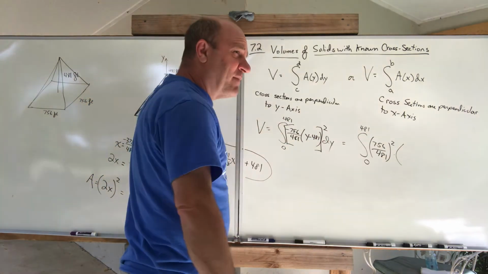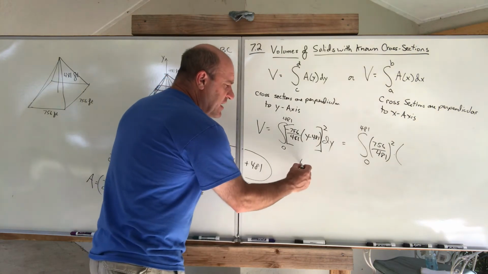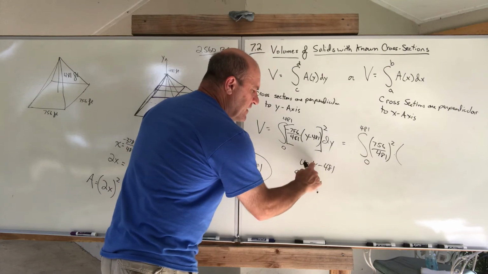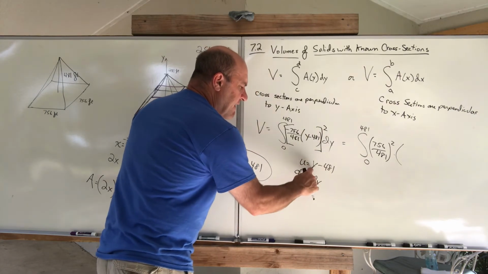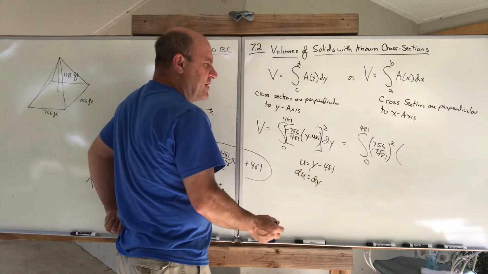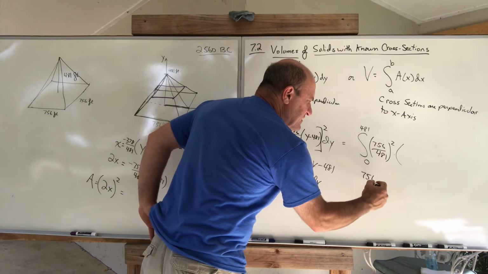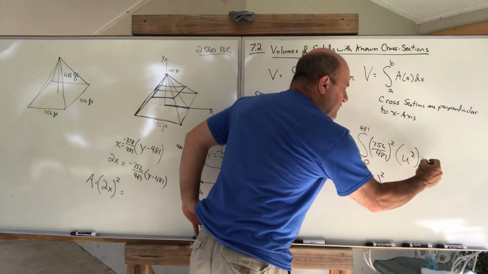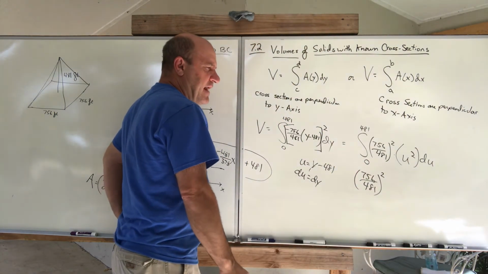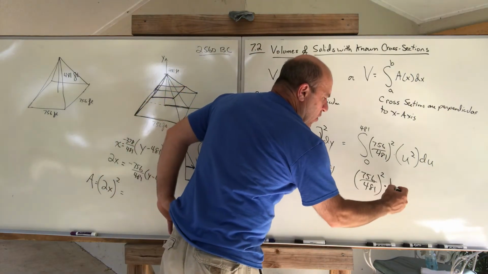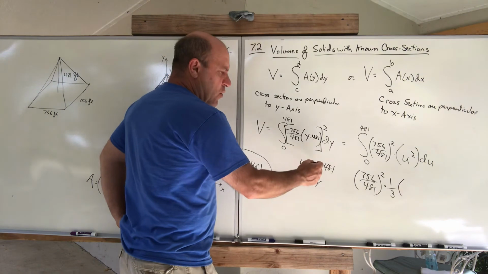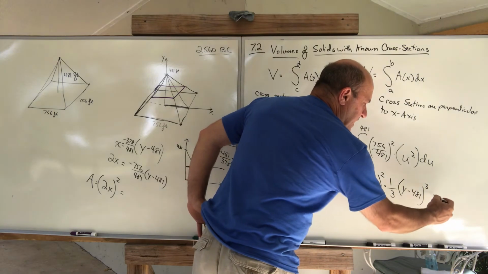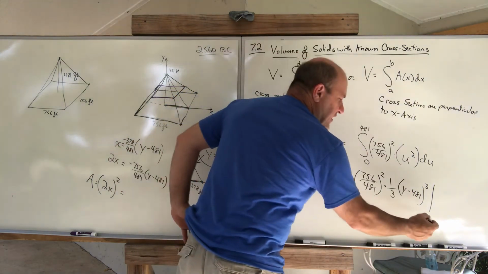I was thinking of foiling it out, but I really don't have to. I could do a little u substitution. If I let u equal y minus 481, du is just dy. So that's just like a u squared. So how do you integrate u squared? Okay, hang on. I got 756, 481 squared out here. I'm integrating this u squared with respect to u. And I get 1/3 u cubed. The u is y minus 481 cubed. I'm going to evaluate that from 0 to 481.